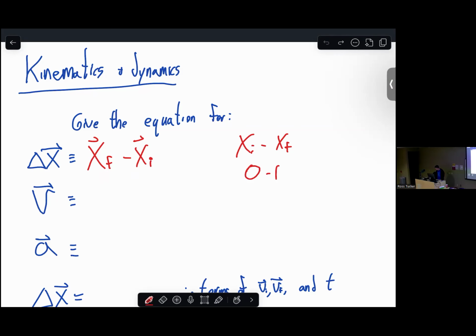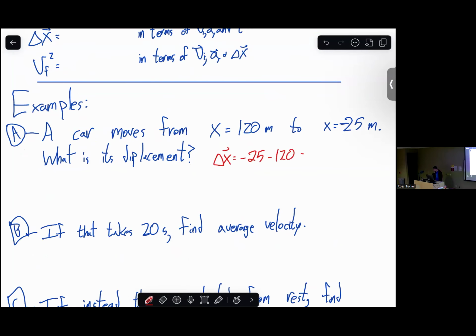Also, in displacement, the way that I interpreted this for you again and again is leftward motion, negative displacement. Rightward motion, positive displacement. Am I going from 120 to negative 25? Is that leftward or rightward? Quite far leftward. So I plug into the formula and say final minus initial equals negative 145 meters.